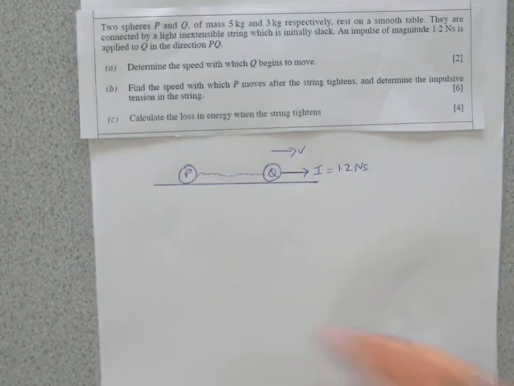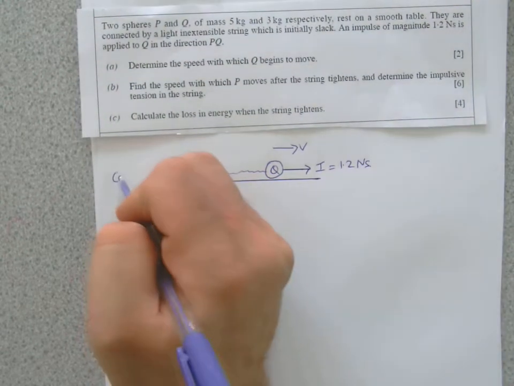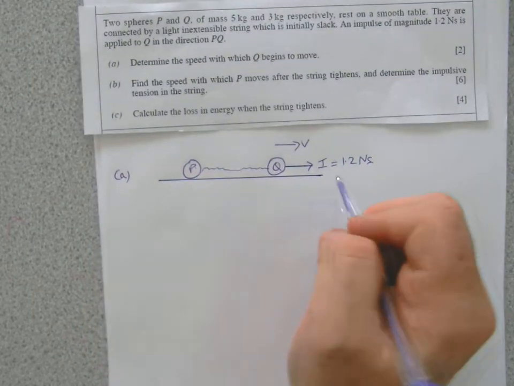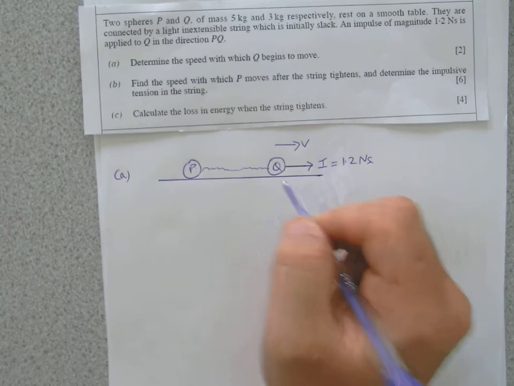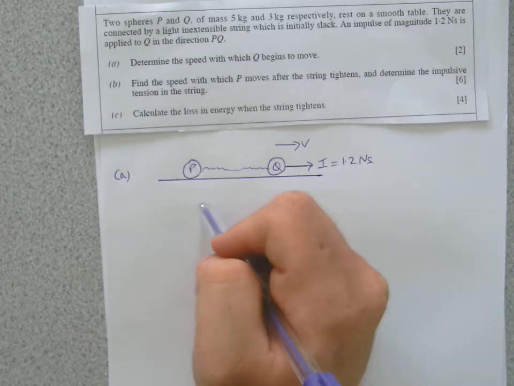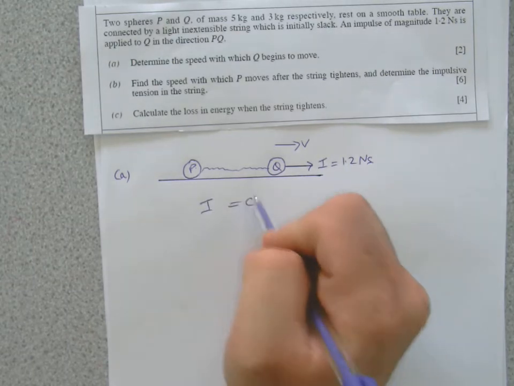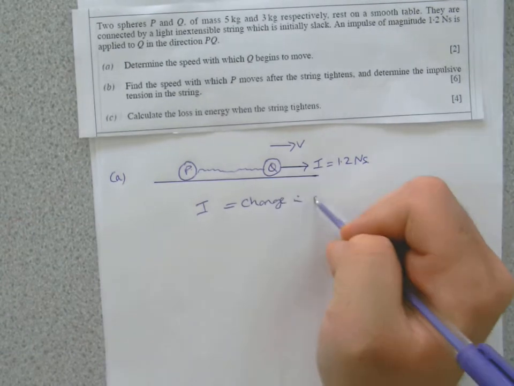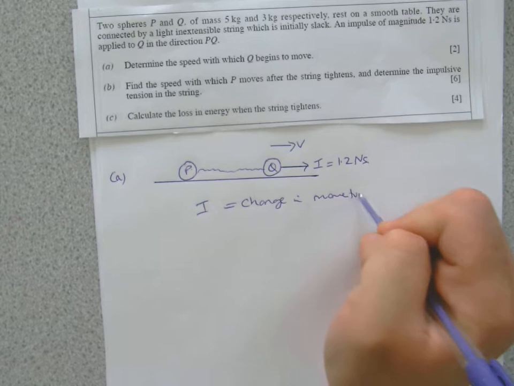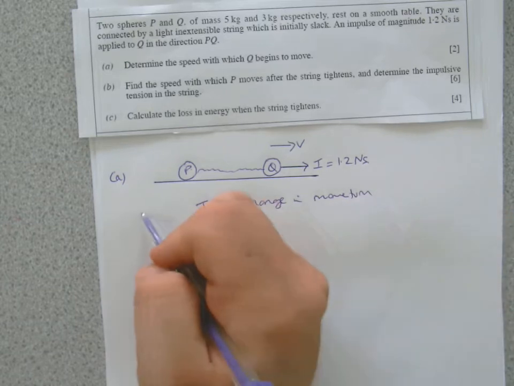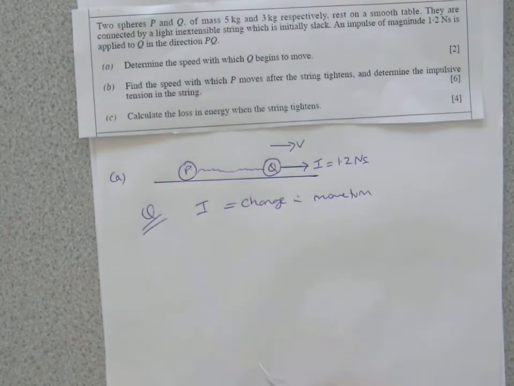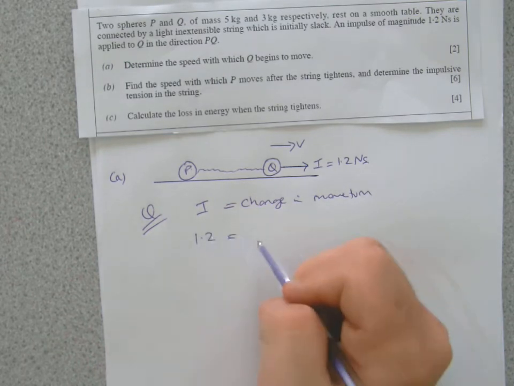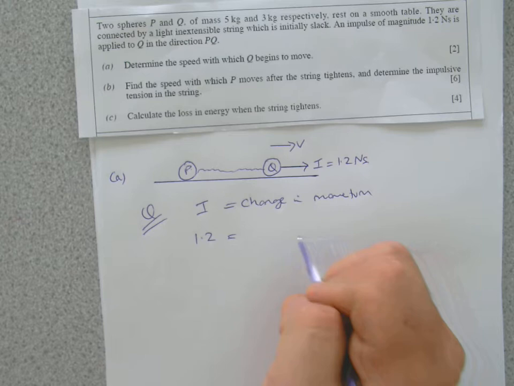Okay, so our focus in part A is quite simply to focus on Q, what happens to Q. And of course, they've given us the impulse acting on Q, and we just need to remember the fact that impulse is essentially the change in momentum, right? So we're looking at the change in momentum of Q. Our focus is on Q. So we know the impulse is 1.2. Change of momentum is momentum after, take away momentum before.